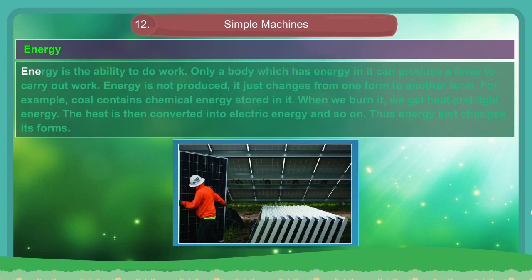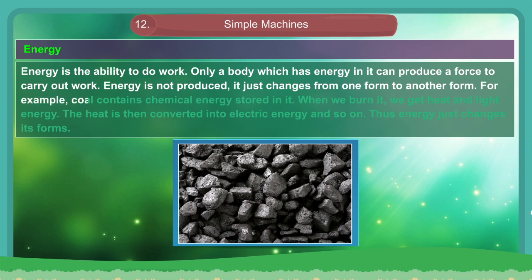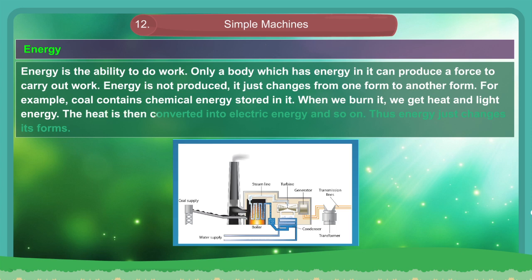Energy. Energy is the ability to do work. Only a body which has energy in it can produce a force to carry out work. Energy is not produced, it just changes from one form to another form. For example, coal contains chemical energy stored in it. When we burn it, we get heat and light energy. The heat is then converted into electric energy and so on. Thus, energy just changes its forms.